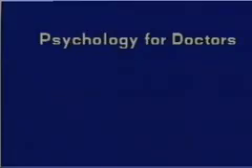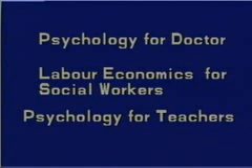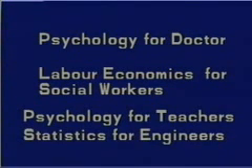I hope you have understood the ACI and PCI. Out of the many advantages of the common isolates, the most important one is that it helps in giving coextensive class number. After discussing common isolates, let us switch over to phase relation. Consider some titles. Psychology for doctors, labor economics for social workers, psychology for teachers, statistics for engineers.